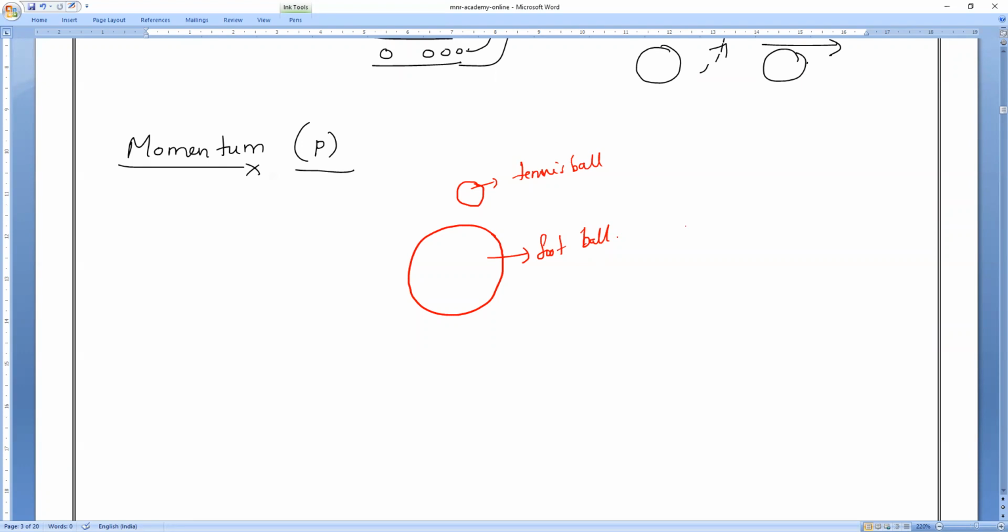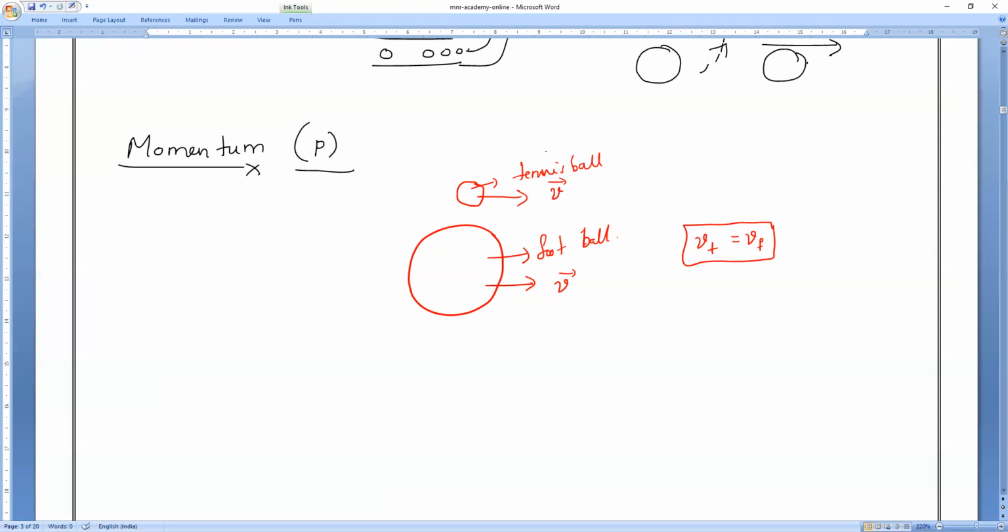Suppose now I hit a tennis ball. I hit a football. Football you can stop. Both are moving with the same velocity. Listen, the velocity of this tennis ball is V, and the velocity of the football is also V. Both velocities are the same. Now tell me which you can stop easily. That is my question. Sir, football, because it's greater in size than the tennis ball.